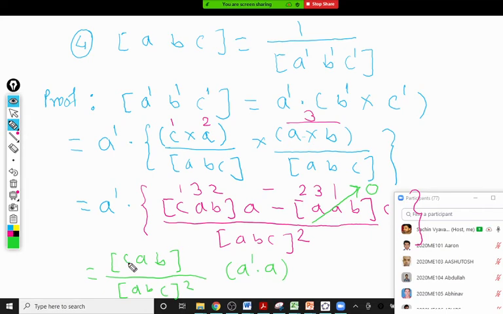Now one of the box products gets cancelled. One of the box products here gets cancelled, and we know A dot A dash is 1. So 1 upon box ABC, and that's what is required. You'll observe we started with the box of A dash B dash C dash, and we got its value as 1 upon box ABC. So we said here, thus box ABC is the reciprocal of box A dash B dash C dash, and that's the end of the proof. Here you should write A dot A dash is 1. If you have any doubt, yes, you can ask.